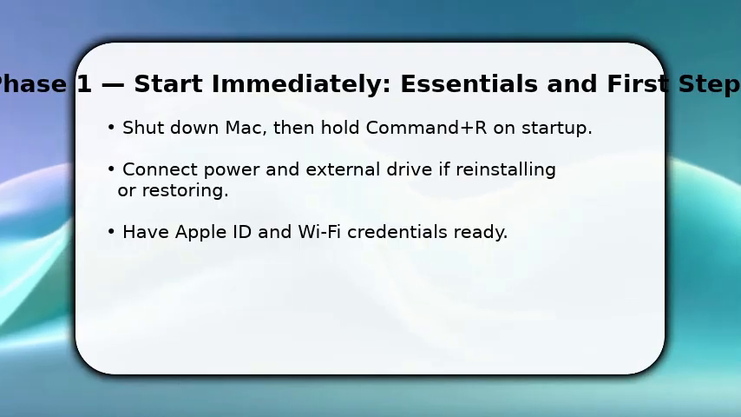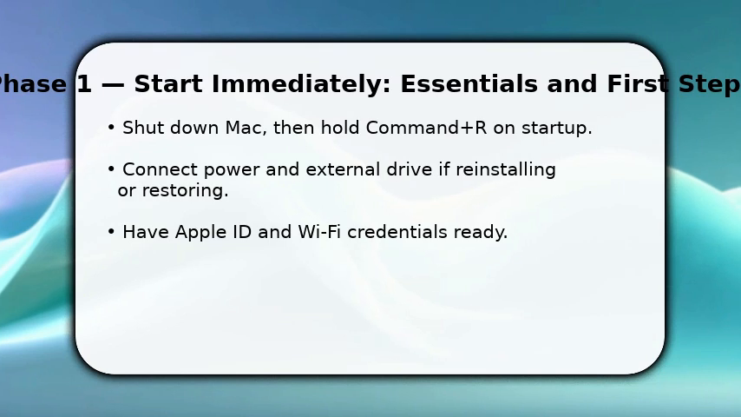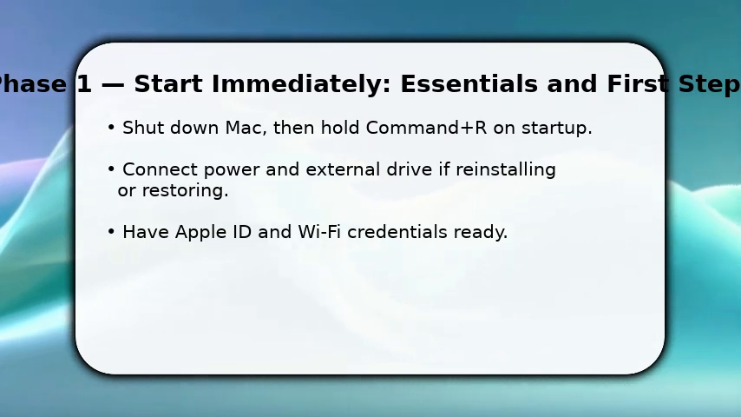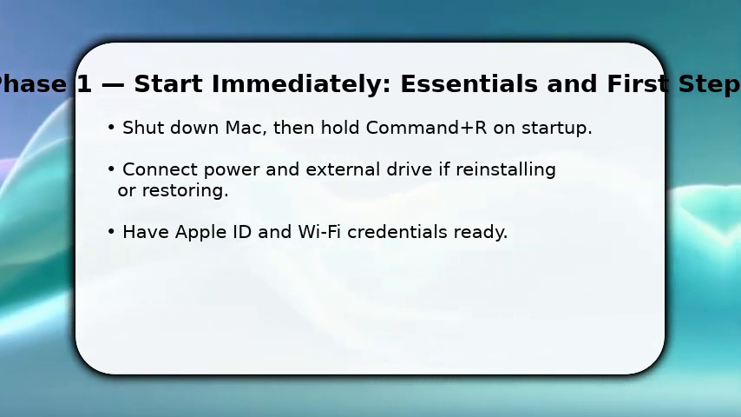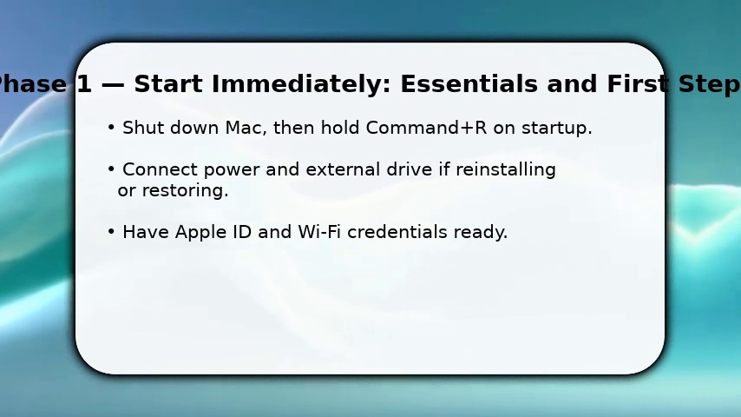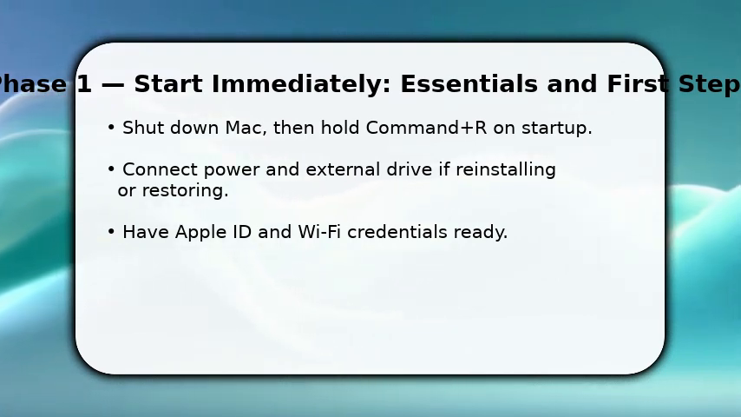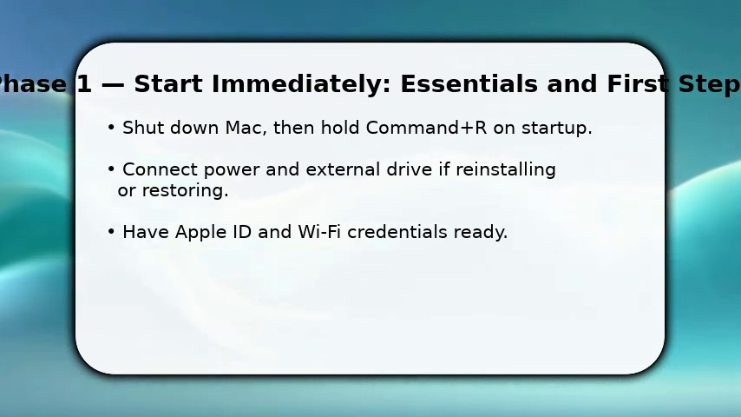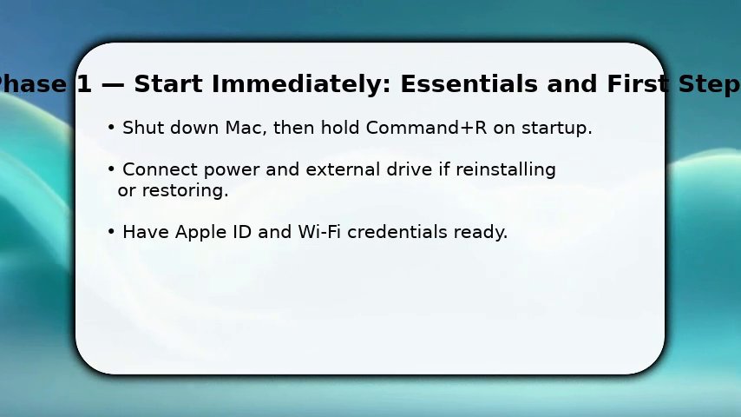You begin by forcing your Mac into recovery mode so you can access OS X utilities. Hold Command and R immediately as the machine boots. Once the spinning globe or Apple logo appears, release keys and wait for utilities to load. Make sure you are on a reliable network and plug into power. If reinstalling, connect an external disk.